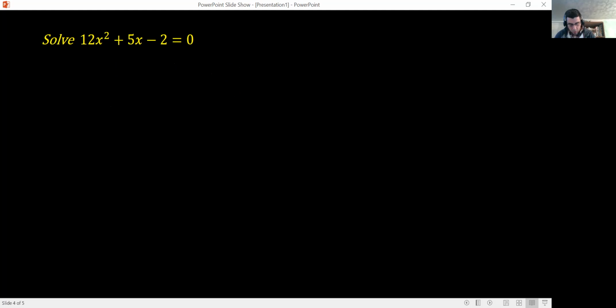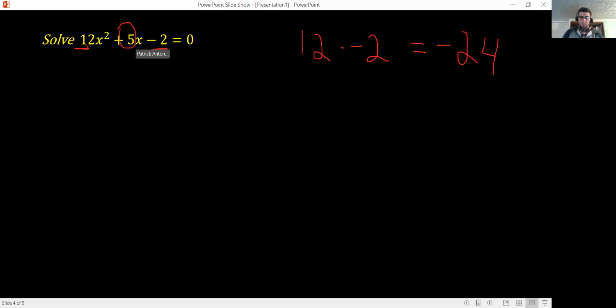So once your quadratic equation is in standard form, in other words, the terms are in decreasing degree of x or decreasing exponents, and the last term is the constant, what you want to do is multiply the leading coefficient and the constant, including their signs. So 12 times -2, which is -24. Now, we're going to look for factors of -24 that add to the coefficient of the middle term.